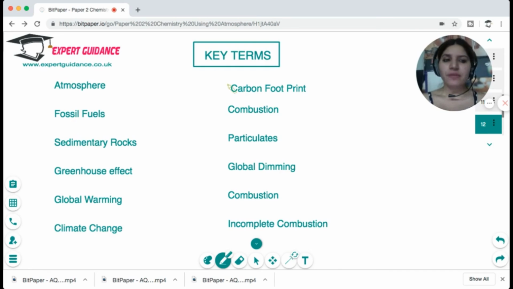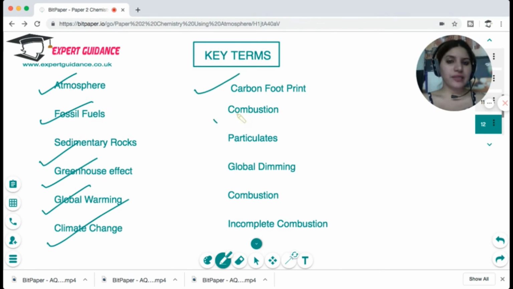Now you should be aware of all these key terms: atmosphere, fossil fuels, sedimentary rock, greenhouse effect, global warming, climate change, carbon footprint, combustion, particulates, global dimming, and incomplete combustion. You can pause this video, have a go over these terms, and then come back and check the answers.